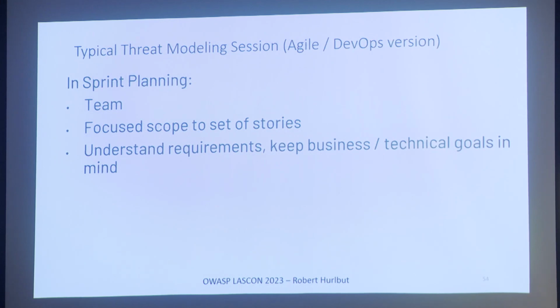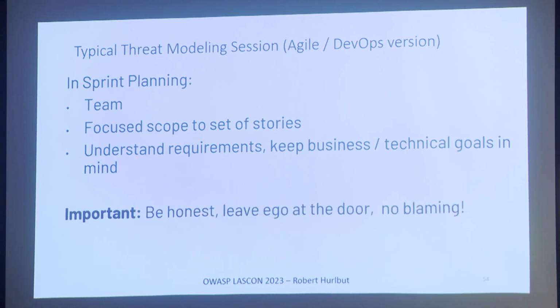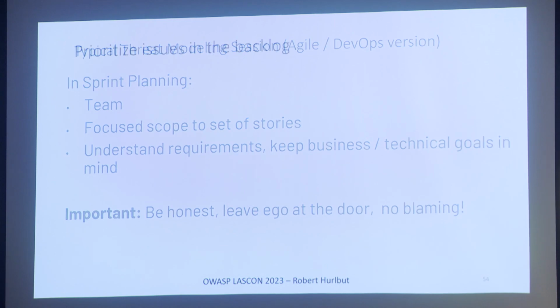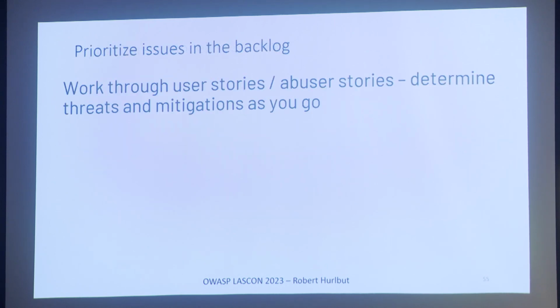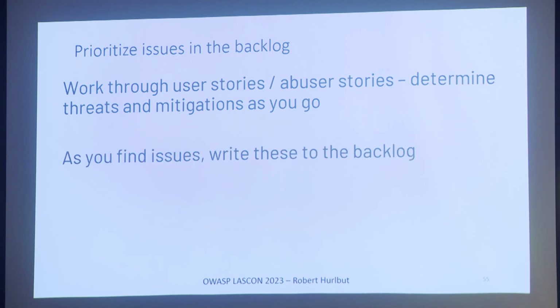So we've already said this earlier, in the same way, in sprint planning, you have your team. You're focused on a scope of the set of stories. Understand requirements, keep business and technical goals in mind. And just like I said before, be honest, leave ego at the door, and no blaming. And prioritize issues in the backlog. Work through your user and abuser stories or attacker stories. Determine the threats and mitigations as you go along. And as you find these, write them out to the backlog. And prioritize based on risk, much like what we talked about before. So all these things still apply. It's just at a smaller detail as you go along.